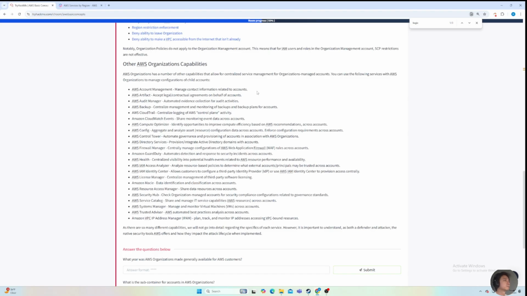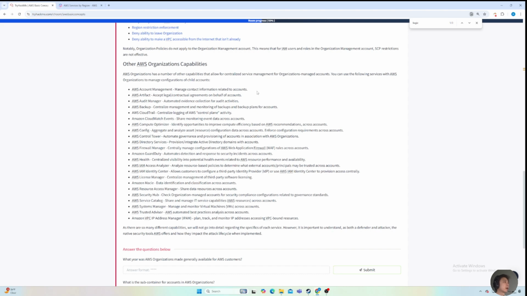AWS Audit Manager, automated evidence collection from audit activities. AWS Backup, centralized management and monitoring of backups and backup plans for accounts. AWS CloudTrail, centralized logging of AWS control plane activity. Amazon CloudWatch Events, share monitoring event data across accounts. AWS Compute Optimizer, identify opportunities to improve compute efficiency based on AWS recommendations across accounts.